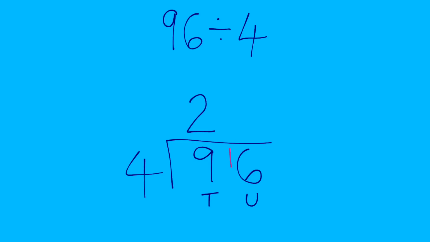Now I'm going to think, how many times does 4 go into 16? I know that 4 goes into 16 4 times. And then I'm going to see, is there anything else for me to divide my 4 into? No, there's nothing else there, so my question is finished. And I know that 96 divided by 4 is 24.